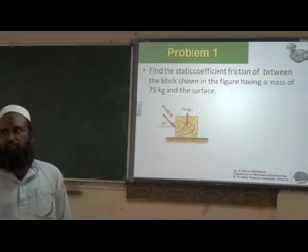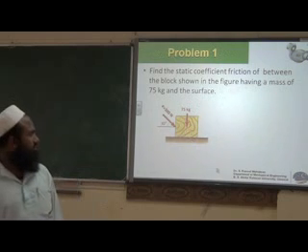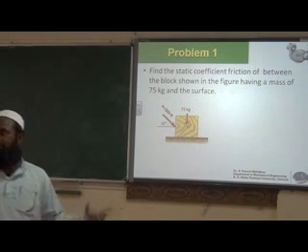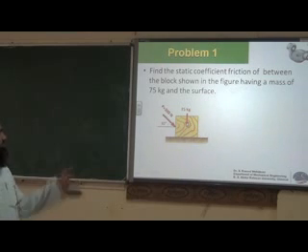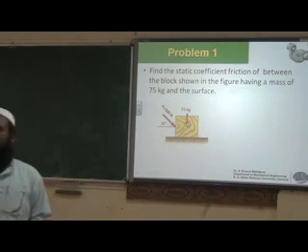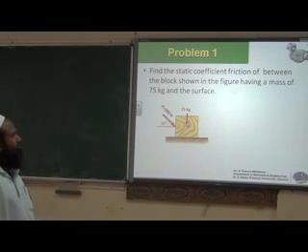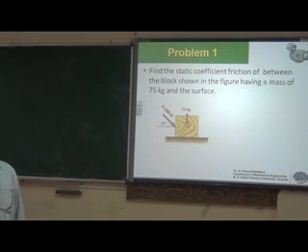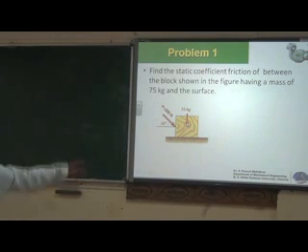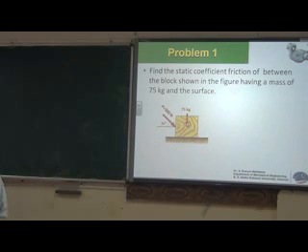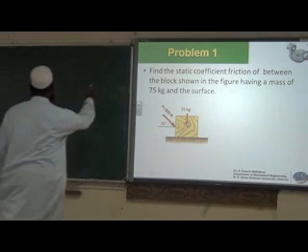This is a simple problem. We start with this problem. You have a block of 75 kg mass, and an inclined force of 300 Newton is applied at an angle of 30 degrees. We have to find the coefficient of static friction. So how will you find it? First we resolve P into two components, horizontal and vertical. Write the equation of equilibrium, as we obtained in our previous theory.